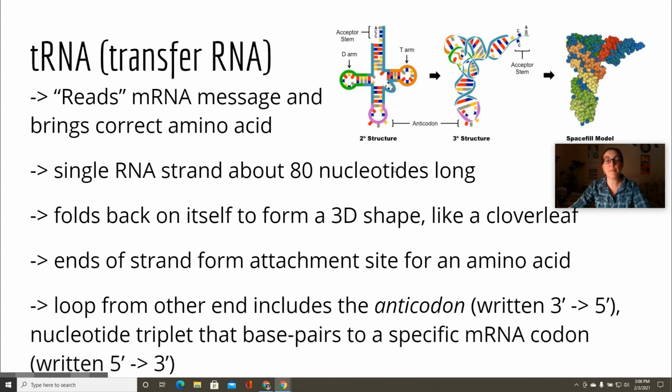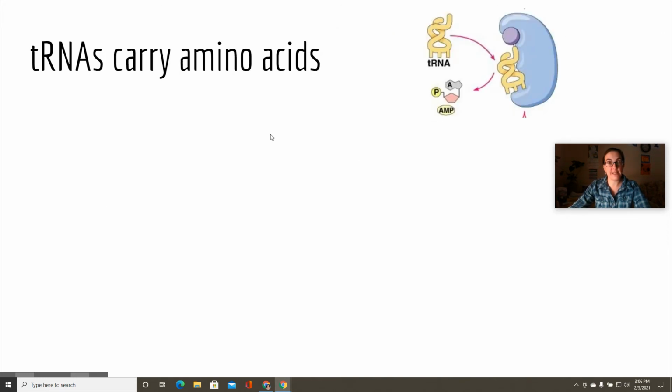And again, we will be practicing this as we do translation tomorrow. But the anticodon here bonds to a 3 nucleotide codon on the messenger RNA. That bonding is very specific and has to be done correctly so that the correct amino acid is brought and the correct polypeptide is built. The top end carries an amino acid.